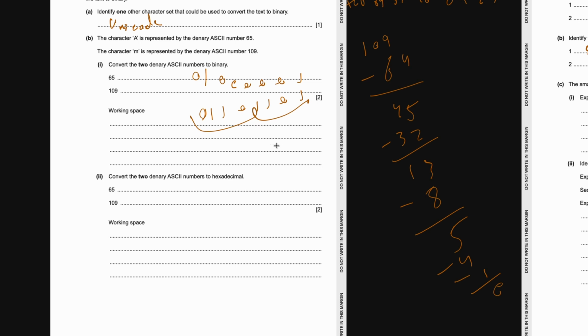Now, part I, convert the two denary ASCII numbers to hexadecimal. Well, since we already converted them to binary, it's very simple to convert them to hexadecimal. Let's take the first number, 01000001.